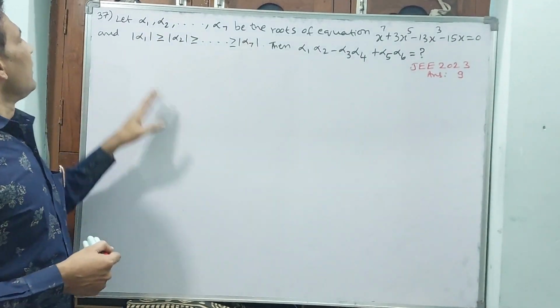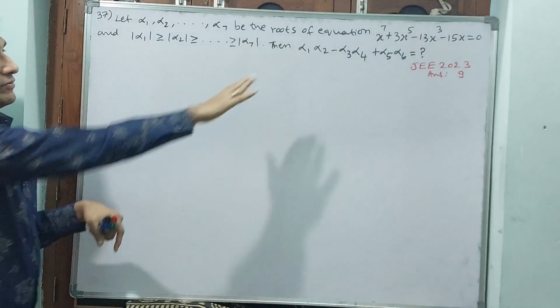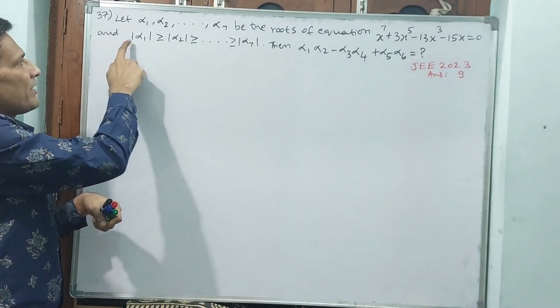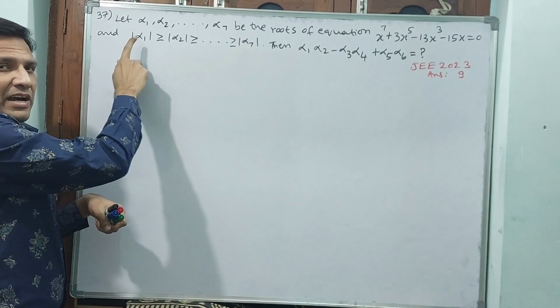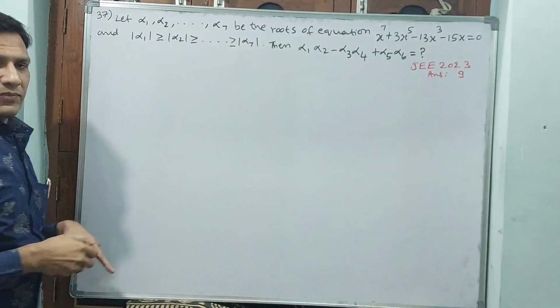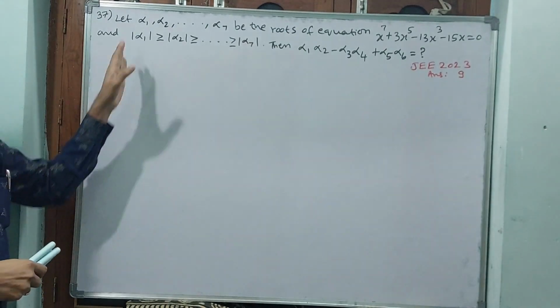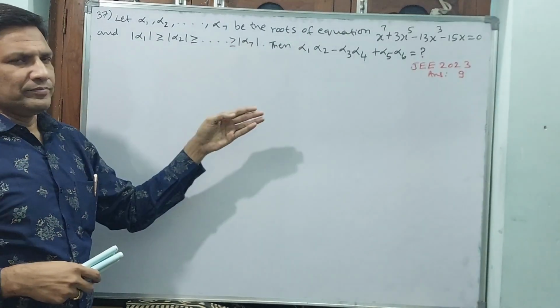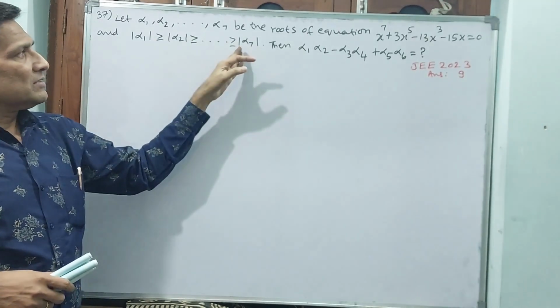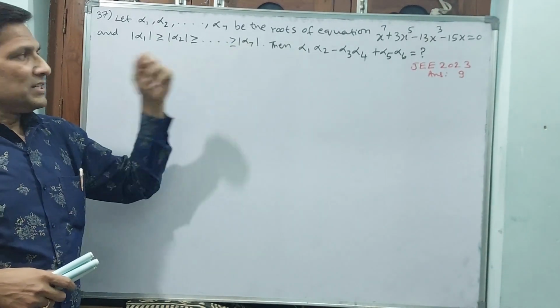Whatever they are asking, we will see afterwards. See, what are those roots? Those roots are such that modulus of alpha 1 is greatest, modulus of alpha 7 is least. Like that you can understand. In between, alpha 2 to alpha 6 will come. Alpha 1 modulus is greatest, alpha 7 modulus is least.